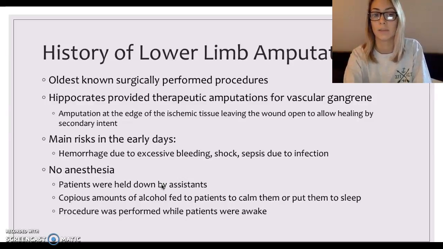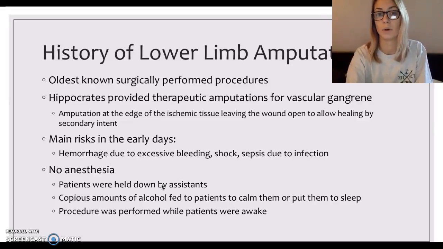There were many risks in the early days. The main risk was hemorrhage due to excessive bleeding, shock, or sepsis due to infection. Fortunately, there was no anesthesia used, so patients were often held down by assistants. They were given copious amounts of alcohol to calm them or put them to sleep, and the procedure was often performed while the patient was awake.